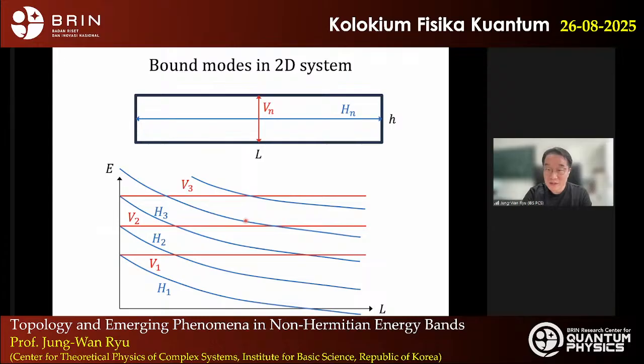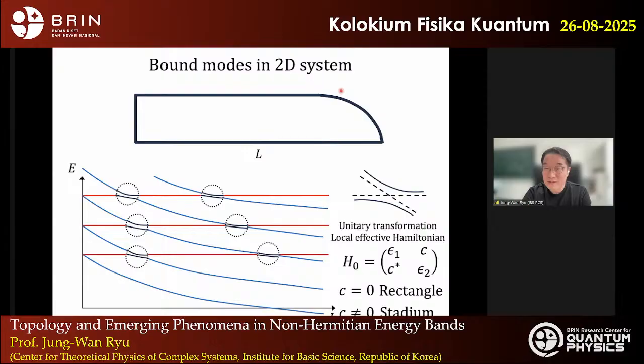And we think about a two-dimensional system. This is a rectangular system. Because of symmetry, this horizontal mode and vertical mode are independent. So this is the horizontal mode. It's the same as 1D bound states. And this is the vertical mode. This does not depend on the L because this depends only on H. So these two modes make many level crossings because of the symmetry of this rectangular shape.